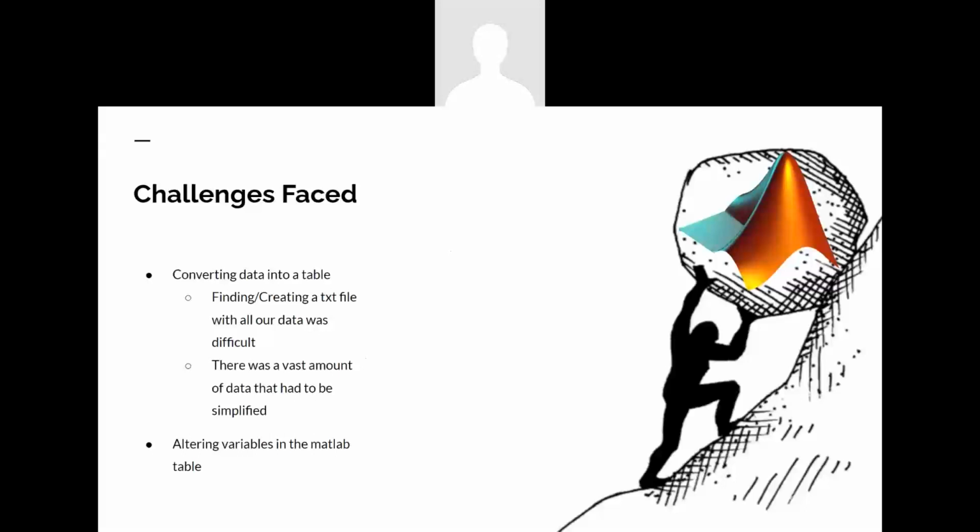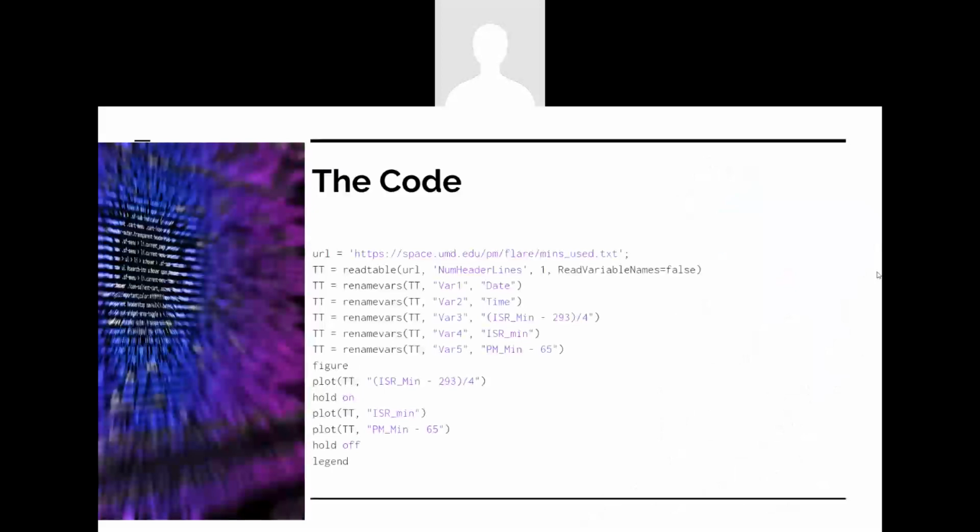All right, on to the next slide. So for the code, this was the code we had. It's not particularly difficult in the slightest if you understand MATLAB. Basically, we had to create a URL variable so that we could paste the URL of the text file into the later code so it would be read as a table in MATLAB and not just as a text file.